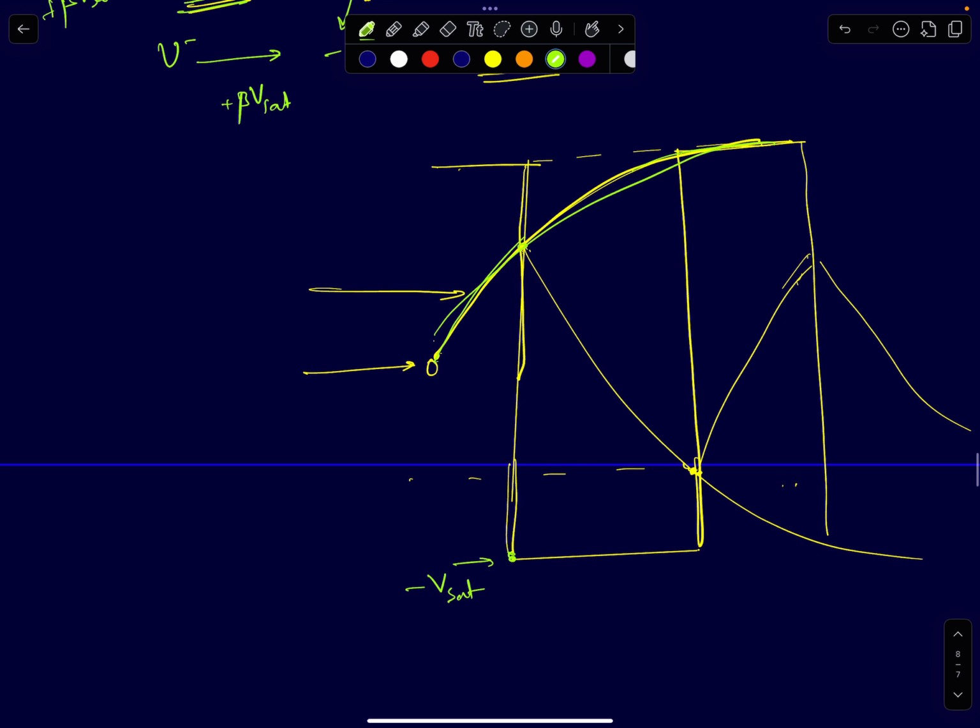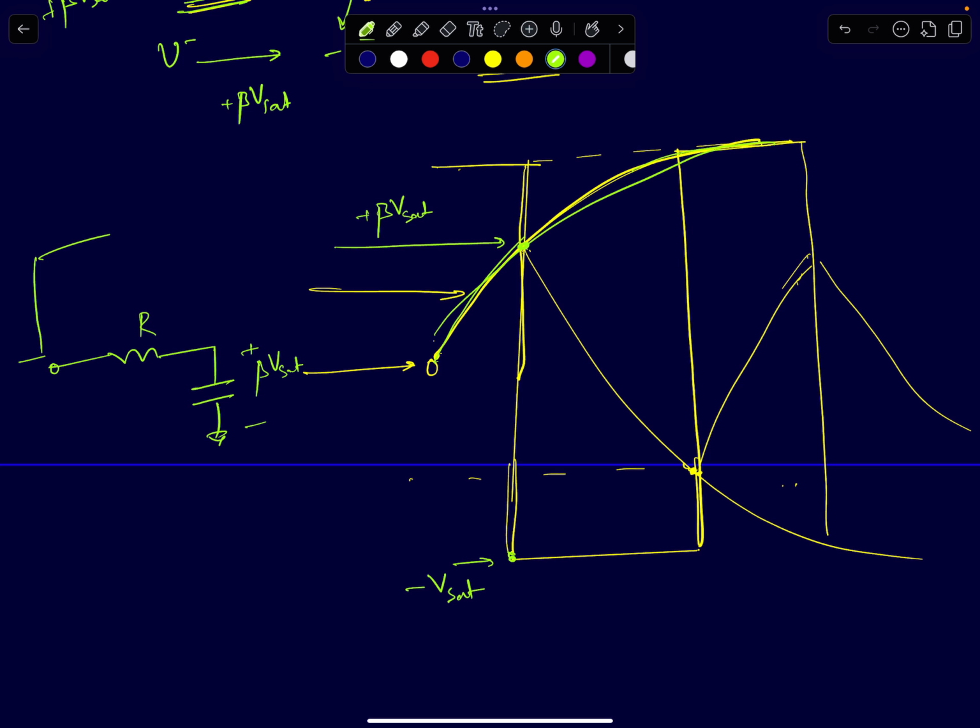So now what happens here? You are at this point. The capacitor's voltage is at plus beta Vsat. Now you have a condition like this. You have an RC network. Capacitor is charged to plus beta Vsat. And you have a resistor here. This node voltage has suddenly gone from plus Vsat to minus Vsat. So now this resistor will try to discharge this capacitor, and this discharging will happen till this capacitor's voltage reaches minus Vsat, right? So that's what I've shown in this graph. The discharging will happen till the capacitor's voltage reaches minus Vsat.